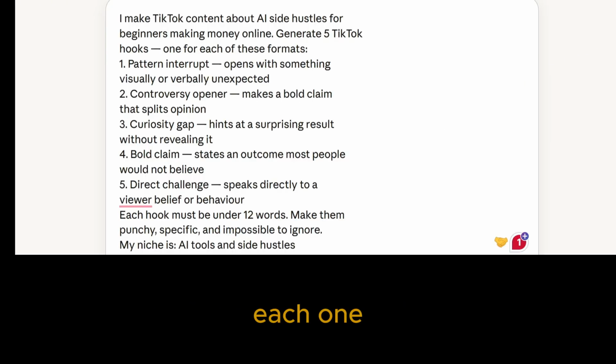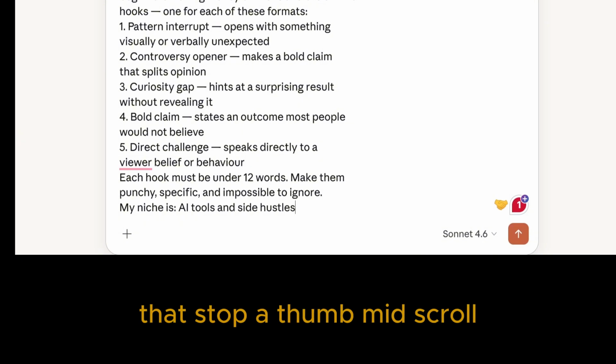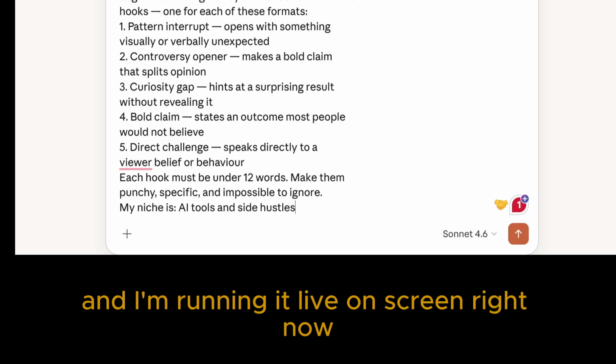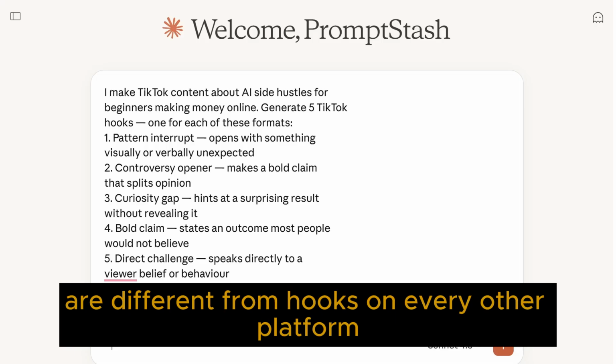I'm going to show you the exact prompt that generates 5 platform-specific TikTok hooks in under 30 seconds. Each one engineered around the 5 psychological triggers that stop a thumb mid-scroll. And I'm running it live on screen right now. Before I run the prompt, let me explain why TikTok hooks are different from hooks on every other platform.